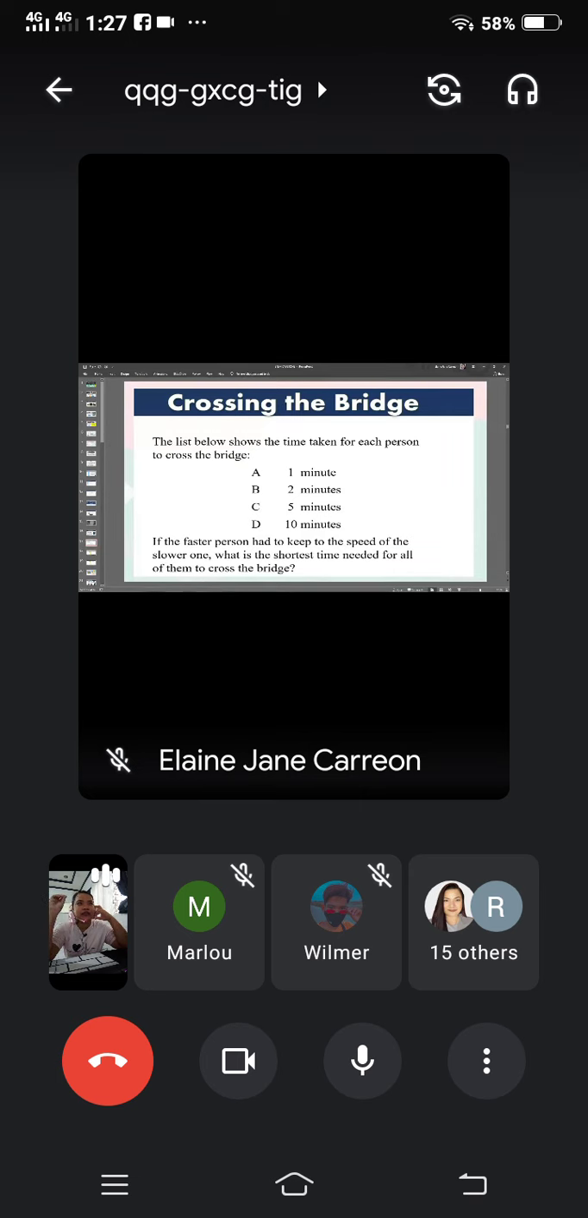So yung ating isang solution dito na una nating maiisip is 19 minutes. Kasi inuna na si pinakamabagal, which is person D, tapos si person C, and then person B. Of course, i-add nyo yung speed niya pabalik, yung 1 minute. Kaya, naging 19 minutes siya. I hope you understand that. So, let's have this solution.